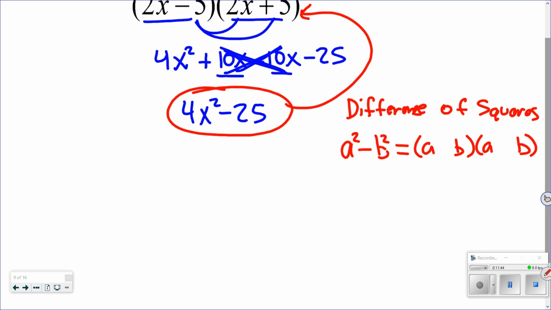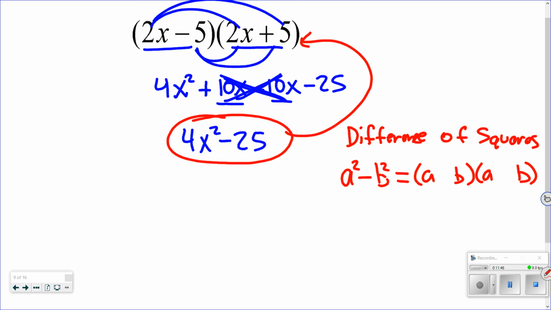And what has to happen, look back over here, to only have the 2 terms, to make those two middle ones cancel, they have to have opposite signs. So all you do is put a minus and a plus, and you're done. There's your factored form. It doesn't matter if you put the plus first, minus second, or the minus first, plus second. It'll be the same thing.